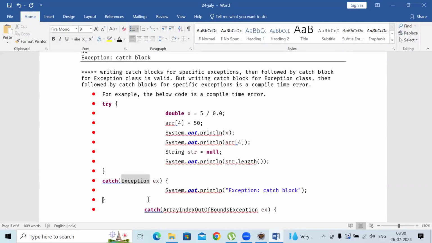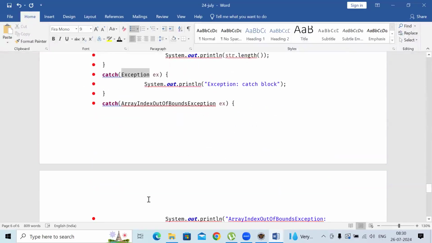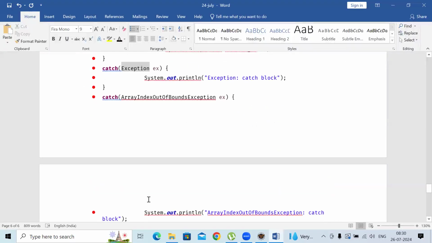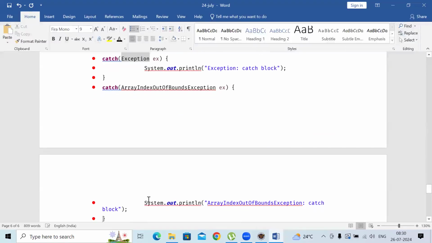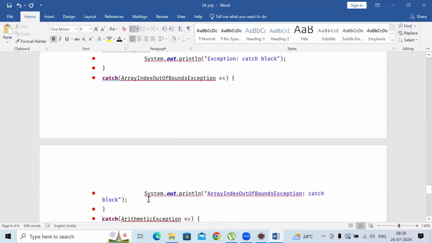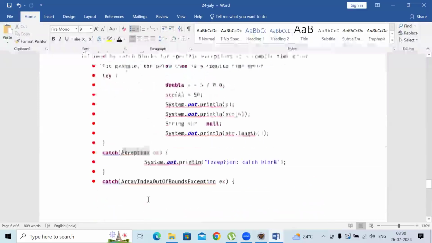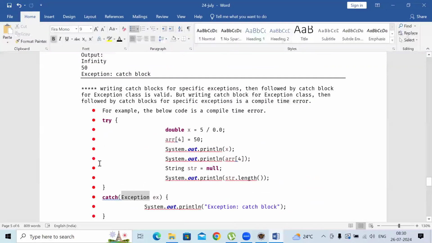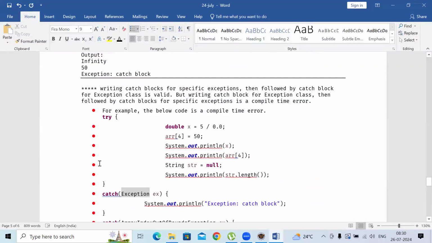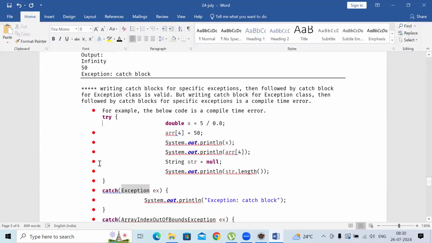This is the first catch block. Now this is the second catch block. Then this is the last catch block. Just this is the code. You want me to remove those dots and all, we can remove.